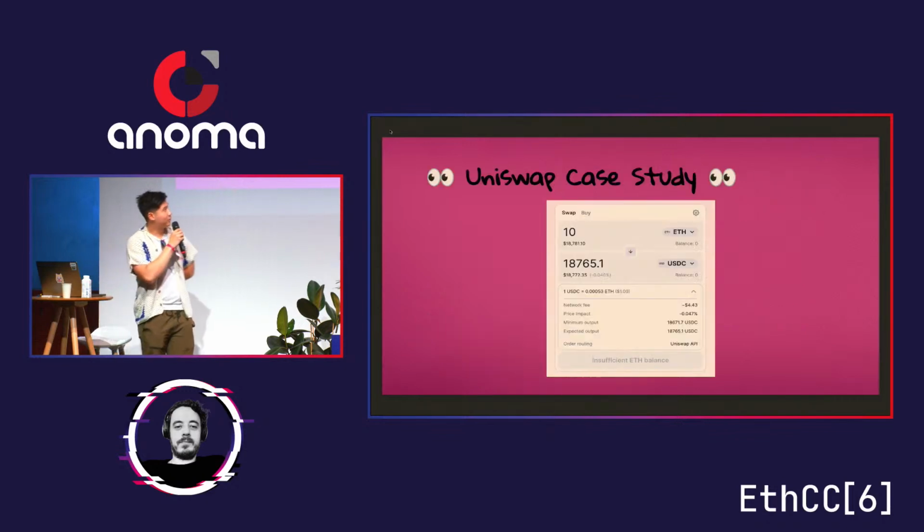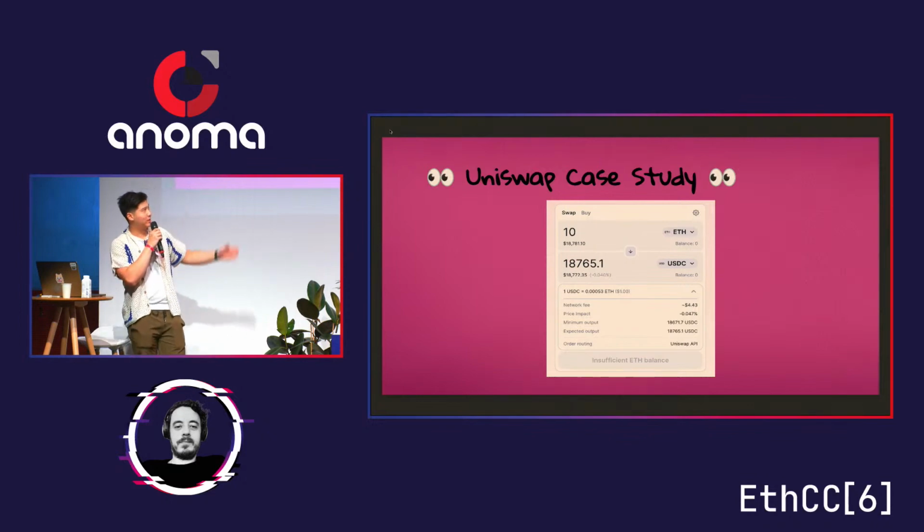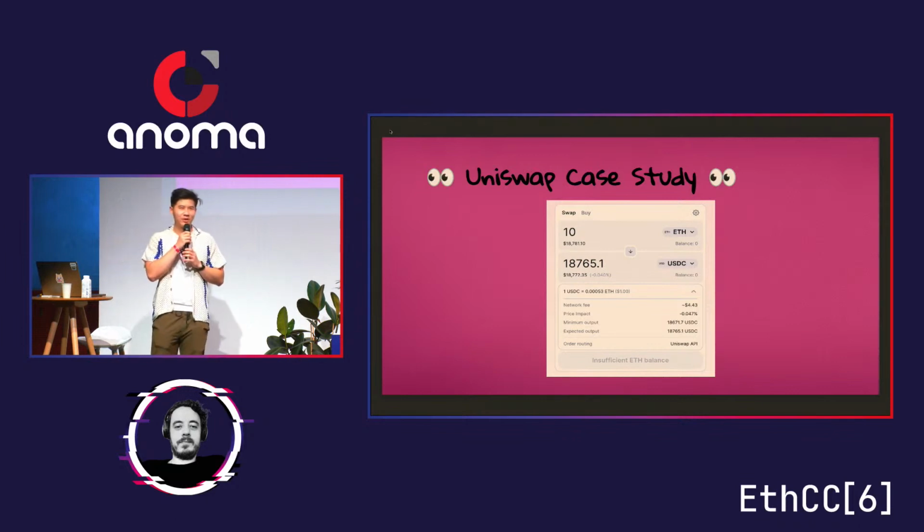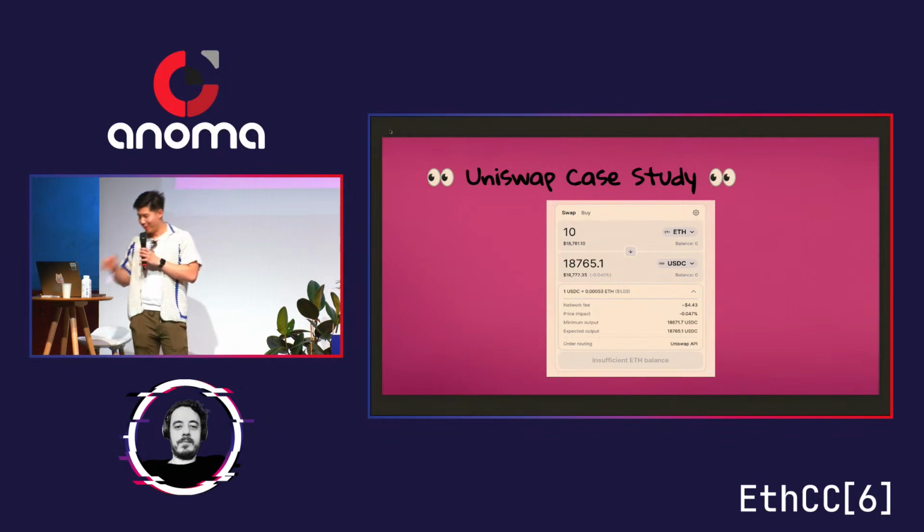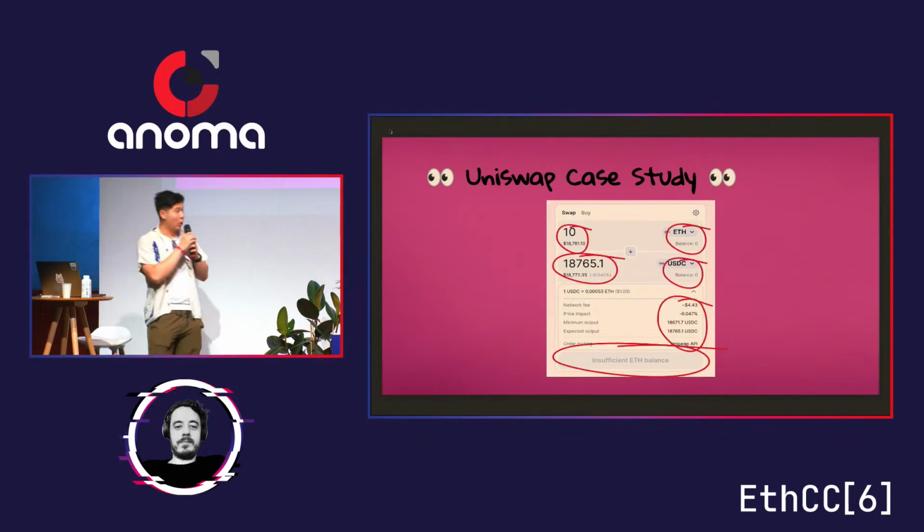We'll take a very simple case study of the Uniswap front end, where you, as everyone here I'm assuming is familiar, would swap some tokens. To swap some tokens, you would input X amount of tokens in, and you might get X amount of tokens out. But behind the scenes, it's actually quite convoluted. There's a lot of data querying going on behind the scenes.